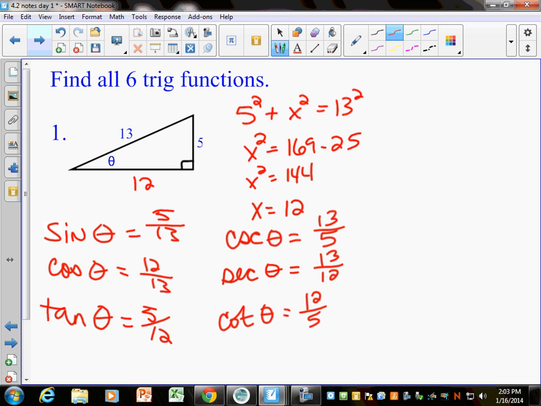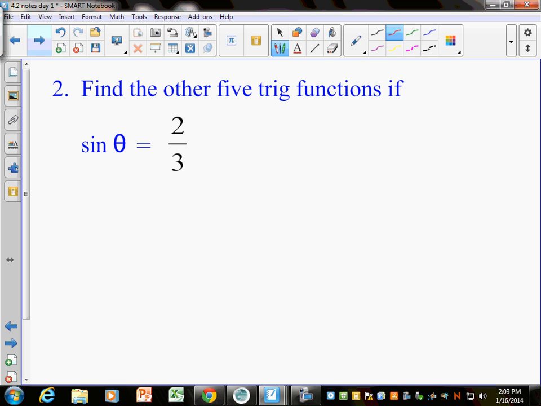Sometimes I like to mix it up a little bit. Instead of giving you a picture, sometimes they might give you one trig function and ask you to find the other ones. So let's make sure we can do that really quick before we look at the other thing we're doing today. Let's find the other 5 trig functions if sine of theta equals 2 over 3.